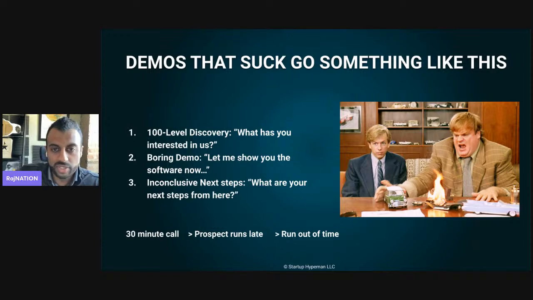First, let's talk about how demos that suck go, right? They go something like this. They start with a 100 level discovery that is pretty brief. What has you interested in us? That's kind of like the lead question. Like, hey, why, what were you searching to find us? That kind of thing. It then leads into a boring demo that's very, very product focused. It's like a guided tour of your product with every pit stop along the way. And then that leads into inconclusive next steps.